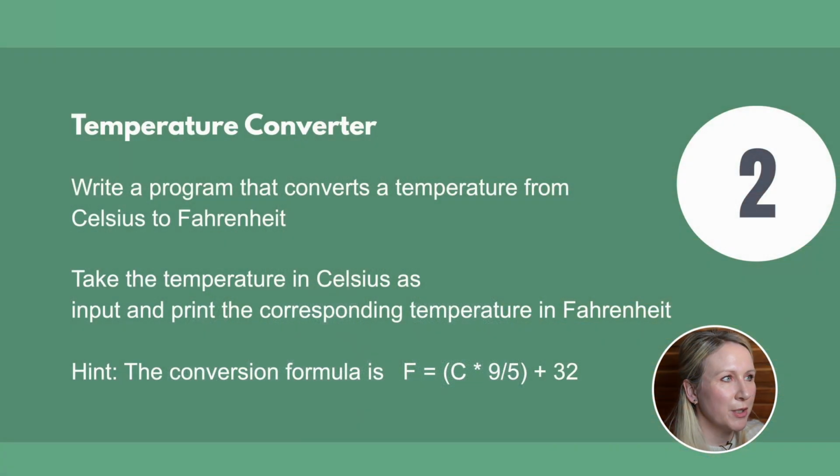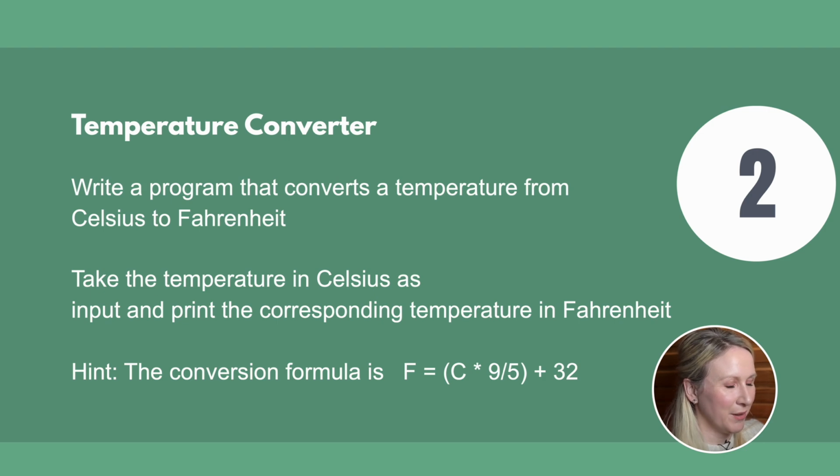So challenge number 2 is called temperature converter. It says write a program that converts the temperature from Celsius to Fahrenheit. Take the temperature in Celsius as input. Print the corresponding temperature in Fahrenheit. Hint, the conversion formula is Fahrenheit is equal to Celsius times 9/5 plus 32.